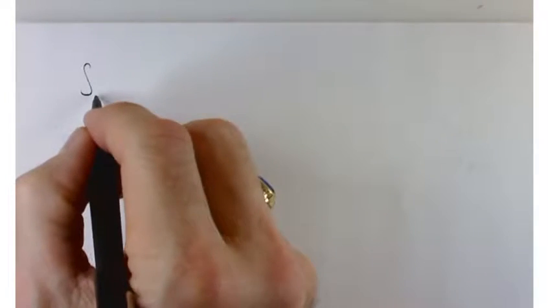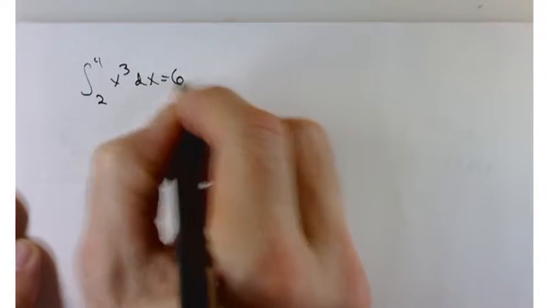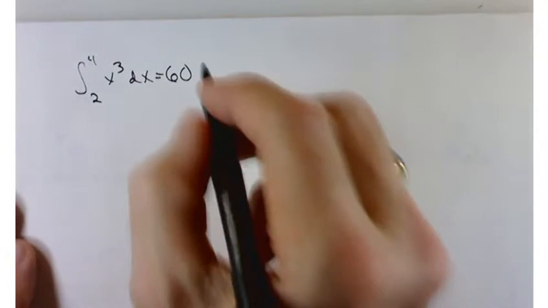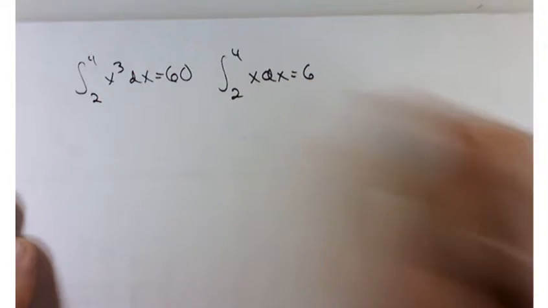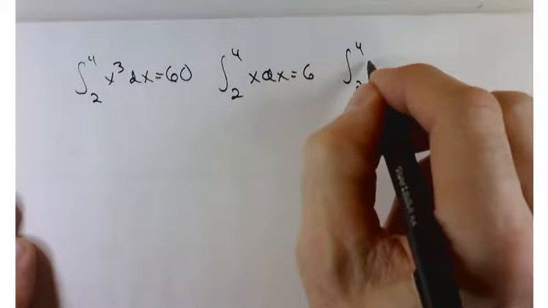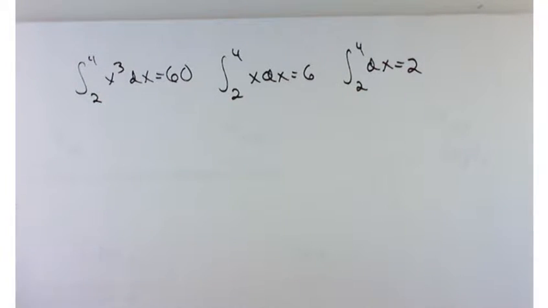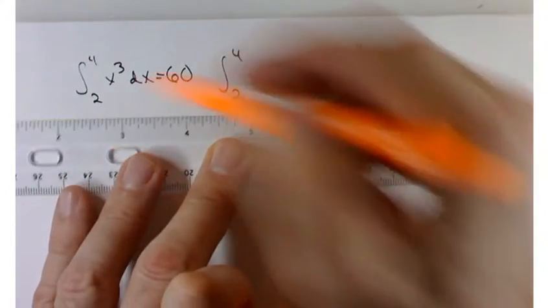So for the next several problems, the next 4 to be specific, they give you this information. The integral from 2 to 4 of x cubed dx is 60. The integral from 2 to 4 of x dx is 6. And the integral from 2 to 4 of dx is 2. So this is the given for the next 3 problems. We can use this information en route to solving problems 38 through 44.